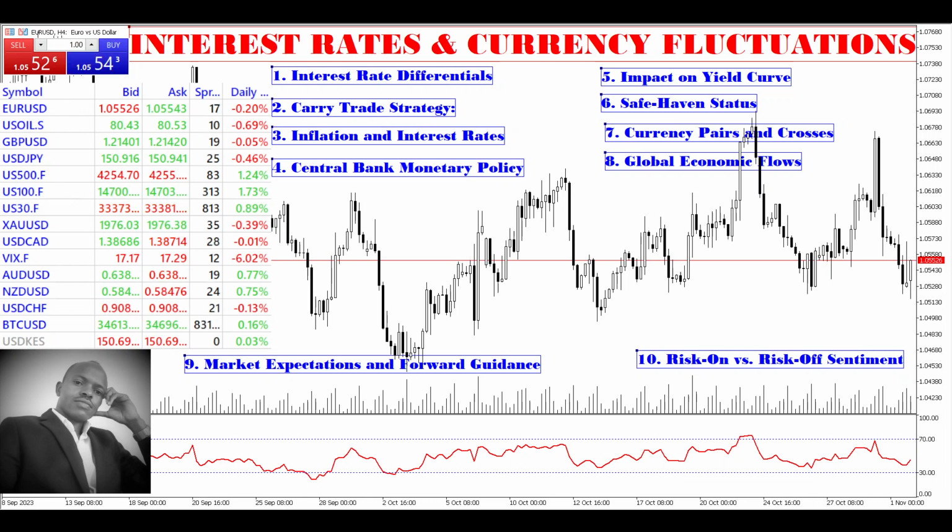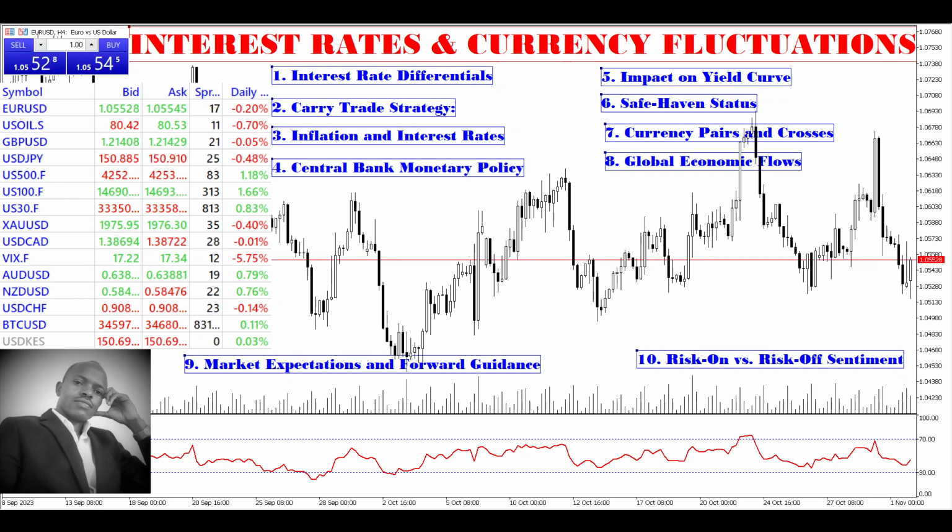Then the other element that we look at is the global economic flows as affected by interest rates. Interest rate changes in one country can affect global capital flows, thereby impacting currencies beyond just the affected nation. This is particularly true for major currencies such as the United States dollar, which serves as a global reserve currency.